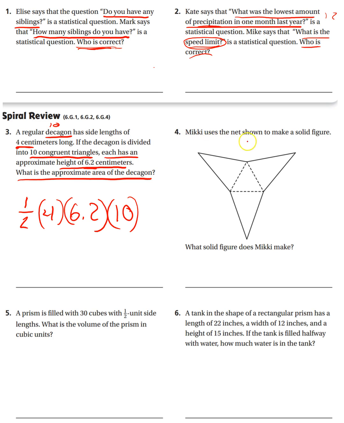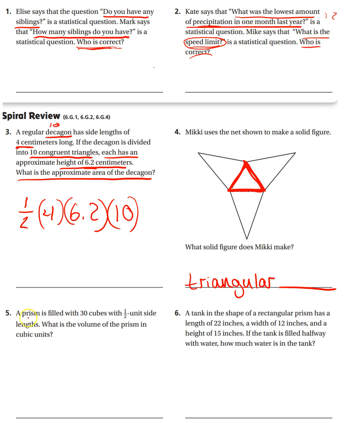Okay, number 4, Nicky uses the net shown to make a solid figure. What solid figure does Nicky make? Well, it has a triangular base and it's got triangles coming up on all the sides. So it is a triangular what? It's going to come up to one single point at the top. Triangular what? It's triangular because the base is a triangle, and since all the sides are triangles, it is what from ancient Egypt?